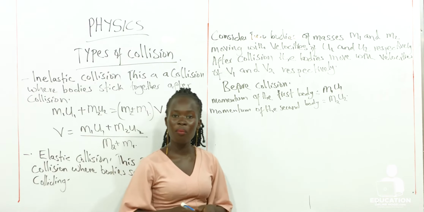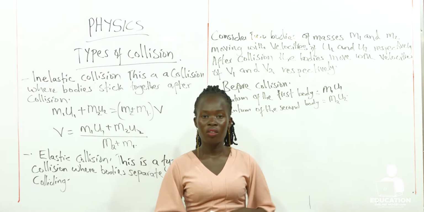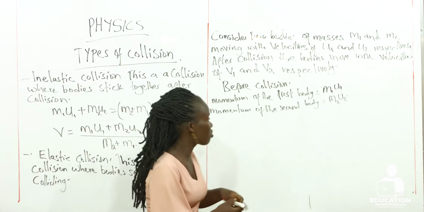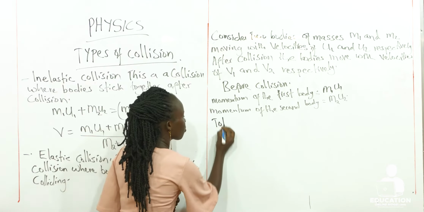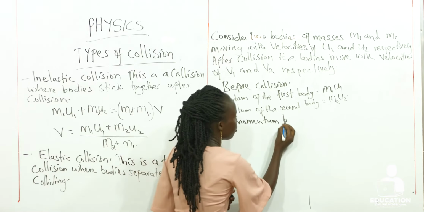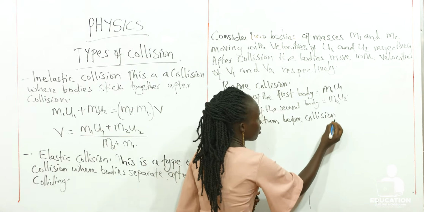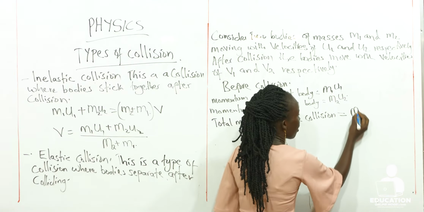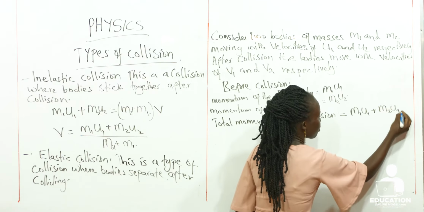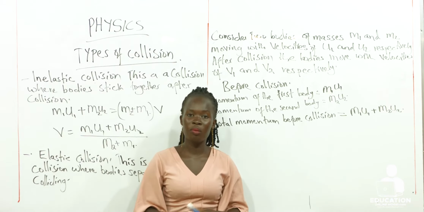How can we find the total momentum of these two bodies before the collision? To find the total momentum, we shall add the two momenta of the bodies. So our total momentum before collision will be equal to the momentum of the first body plus the linear momentum of the second body. Adding these two gives us the total momentum of these bodies before crashing.